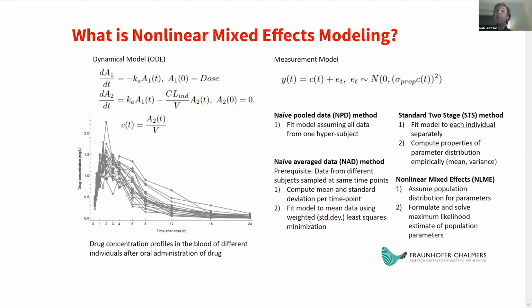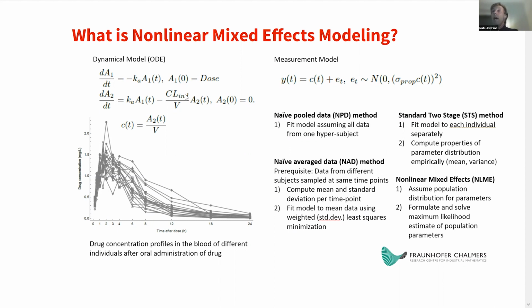And this kind of estimation problem, to fit the model to data or estimate the parameters, can be done in different ways, of course. Maybe the most naive one is the naive pooled data method, where one essentially fits the model assuming that all data comes from the same individual. It's just a replication of a number of measurement curves, essentially. But then, of course, you get quite crude parameter estimates due to this individual variability.